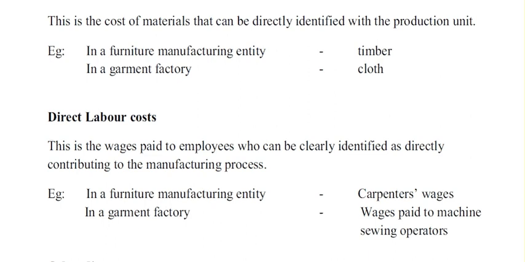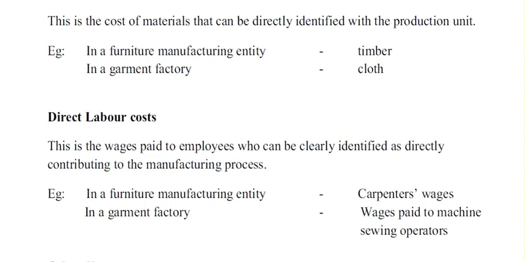Next, we'll see the direct labor cost. That is the wages paid to employees who can be clearly identified, who directly contribute to the manufacturing process. We'll take the same example. If it is a furniture manufacturing entity, carpenters' wages or machine operators' wages can be considered as direct labor. If it is a garment factory, again the wages paid to machine operators can be considered as direct labor cost.